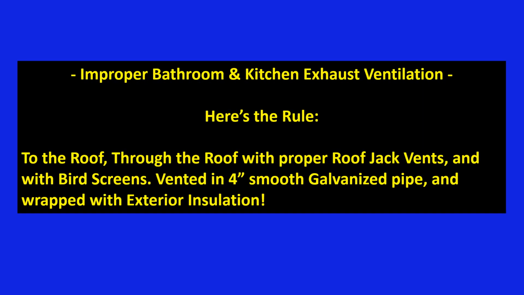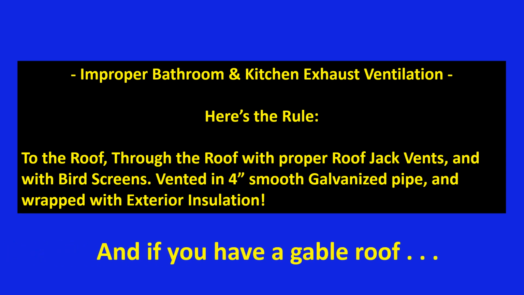All right, we're getting near the end here, folks. Improper bathroom and kitchen exhaust ventilation. Here's the rule. Read with me. To the roof, through the roof with proper roof jack vents and with bird screens, vented in 4-inch smooth galvanized pipe and wrapped with exterior insulation. And if you've got a gable roof, you're in good luck.